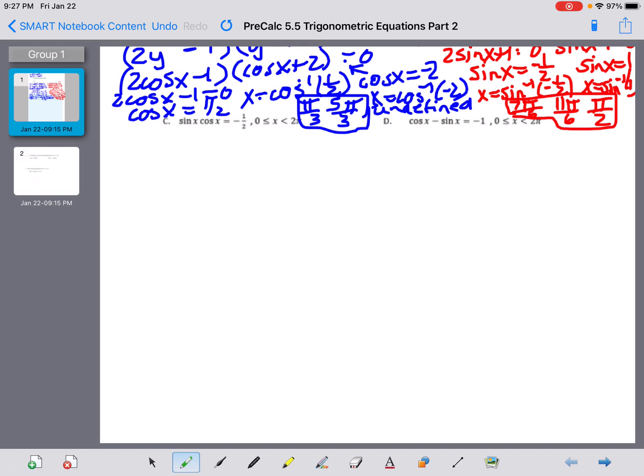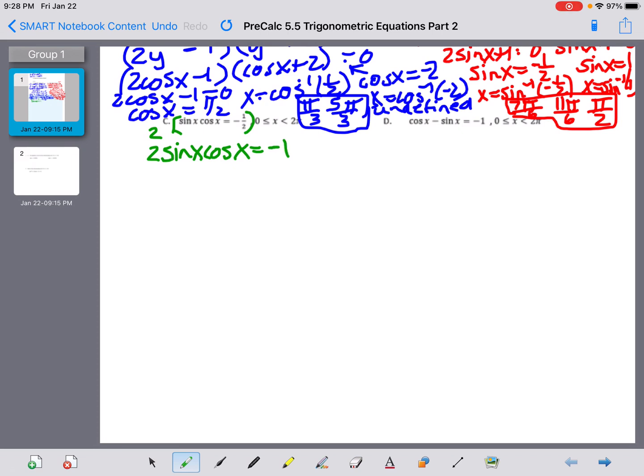You know what would be really nice is if I had a 2 in front of this, because then I would do a double angle. And you know what? We can put a 2 in front of it. As long as what I do to one side, I do to the other, it's legal, right? So I'm just going to multiply the whole equation by 2. So on the left side, I have 2 sine x cosine x. And on the other side, 2 times negative 1/2 is negative 1.